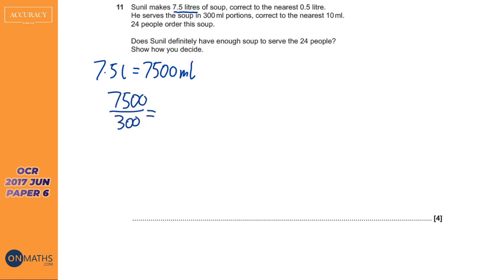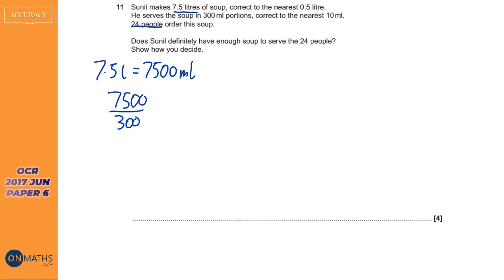And I'm just going to do that on my calculator and see what answer I'm getting, see whether it's within expectations, and that equals 25. Now, we only need to feed 24 people, so that leaves one left over. So you would think, yeah, okay, that's looking pretty good. But the point of this question is it's not a simple division question, it's about accuracy.